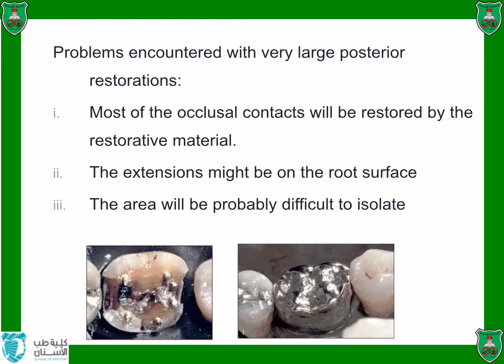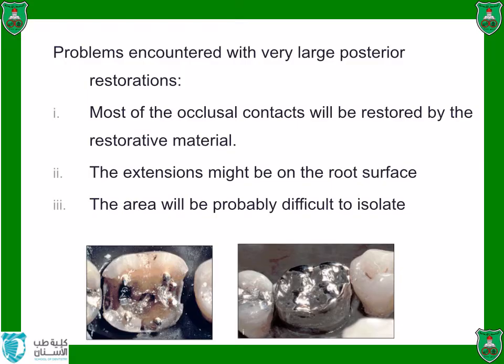Now, we have many problems that will face us when we treat a very large posterior carious lesion. Most of the occlusal contact will be restored by the restorative material, and we learned before that some materials do not have enough mechanical strength to replace the occlusal surfaces, so we need to be careful in choosing our materials.